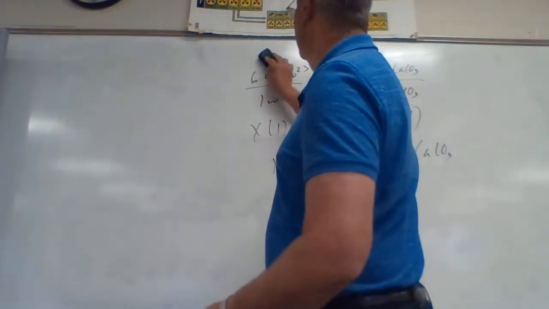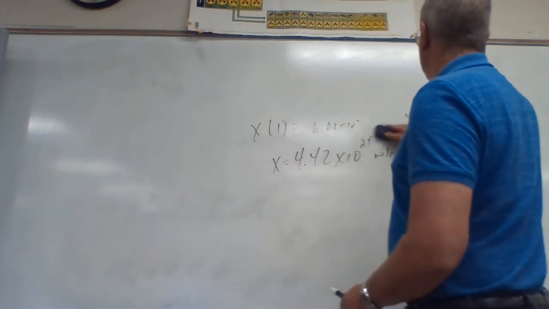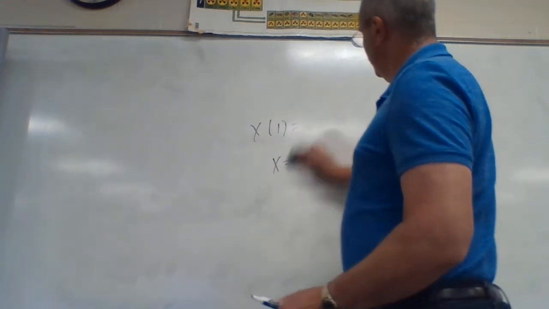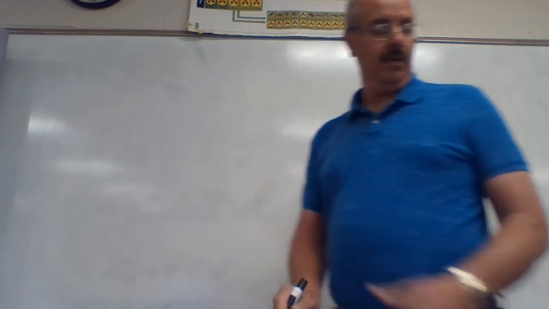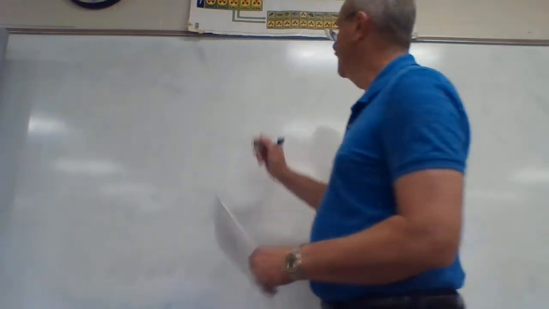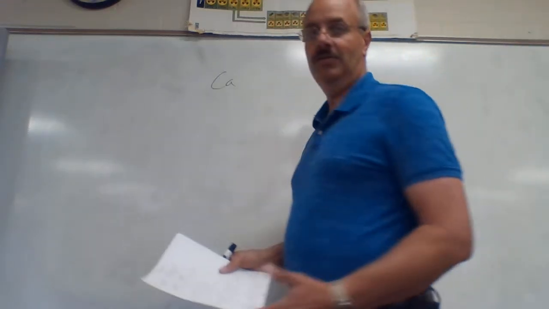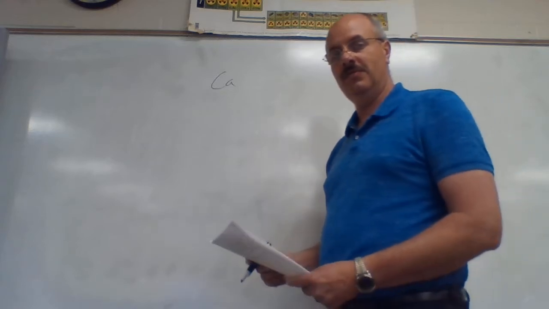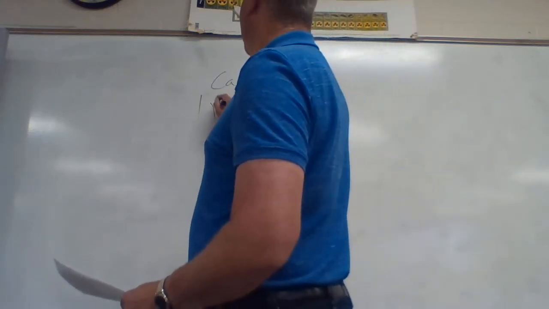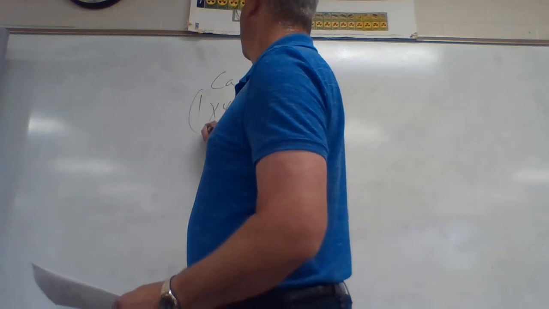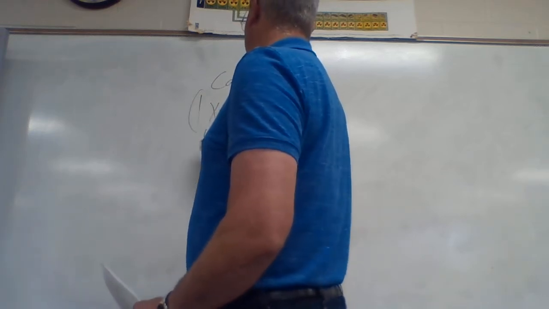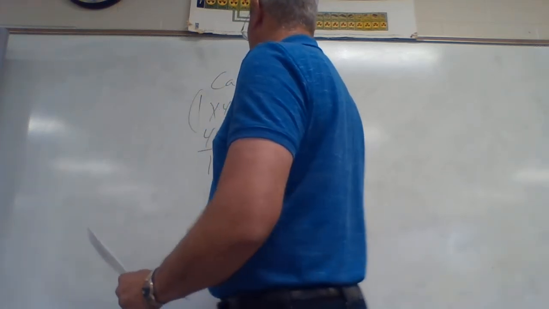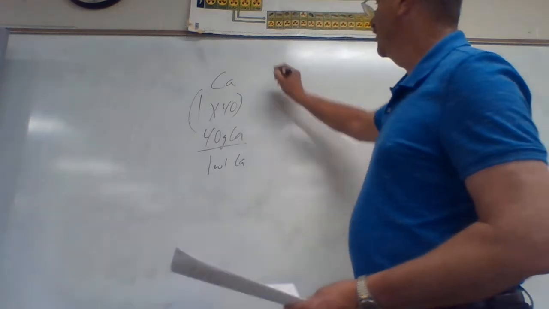All right, on to the next one, number 4. Number 4, you've got to find the molar mass of some elements and compounds. So the first one is calcium. Well, it's just the element calcium. There's no number for it. So it's just one of them times its mass, which is 40. So that's 40 grams of calcium per 1 mole of calcium. So that's the first one.